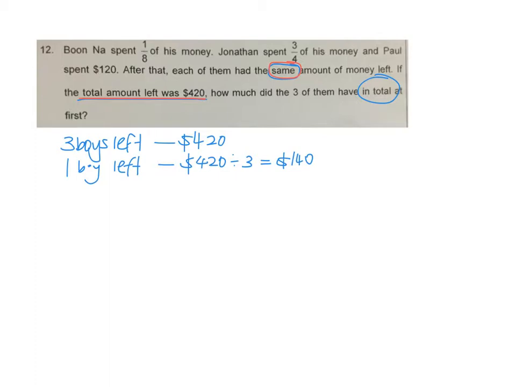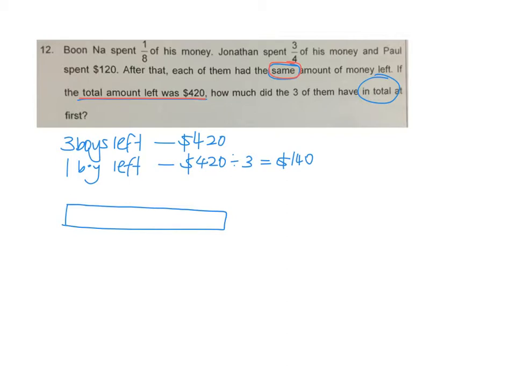Now, what I am going to do next is I am going to draw the model for the 3 boys. I'm going to draw this longer. This is for Bunna. He spent 1/8 of his money and had $140 left. That means $140 would be what part of the money he has?